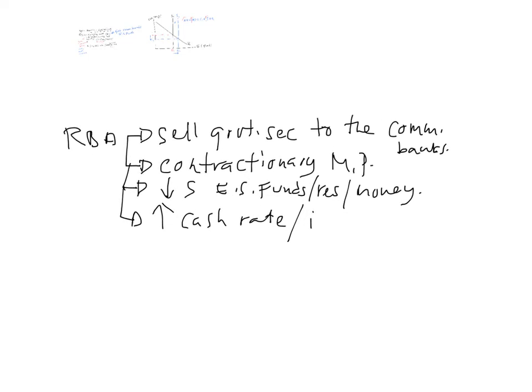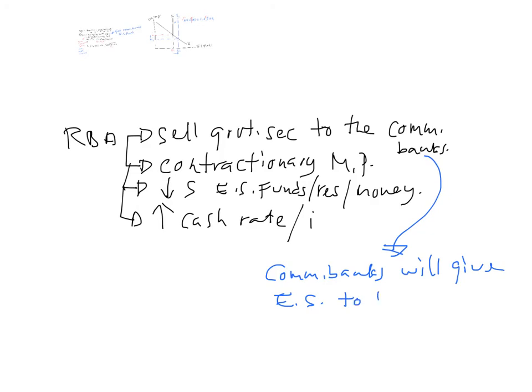Okay. And now for the opposite scenario, where the RBA will sell government securities to the commercial banks. When they're selling the government securities to the commercial banks, the commercial banks will give the exchange settlements to the RBA. Again, to keep it simple, what do I mean by exchange settlements? They're basically giving money to the RBA, and the RBA will give them government securities. Because they have less money available, less exchange settlements available to lend to the public, there will be a fall in the supply of exchange settlements and an increase in the cash rate, and you slow down the economy.